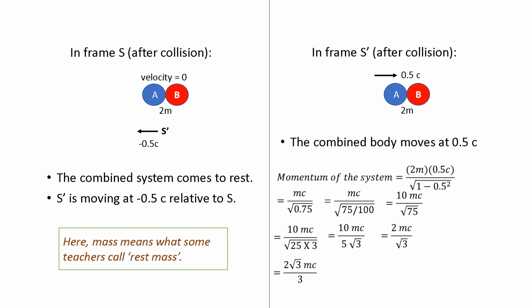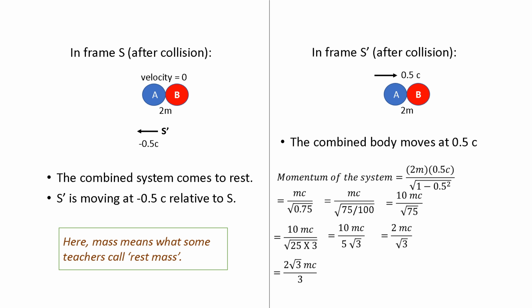In frame S, the combined body comes to rest and S prime is moving at a velocity of negative 0.5 c. On the right hand side, in frame S prime, the combined body moves at 0.5 c. This is because, as we saw, in frame S, S prime is moving at negative 0.5 c and the combined body has velocity 0. So what will be the velocity of the combined body relative to S prime frame? That will be positive 0.5 c.